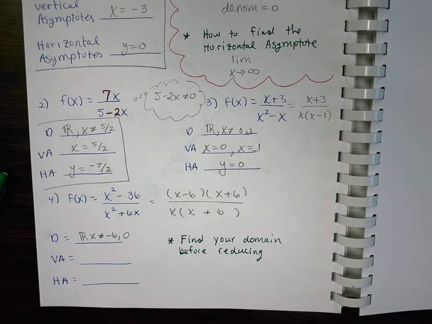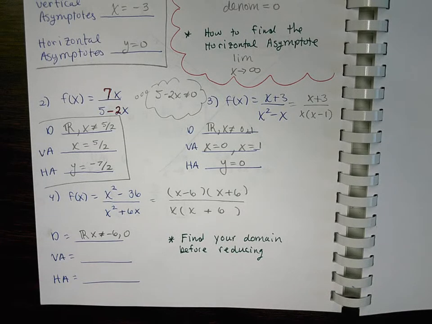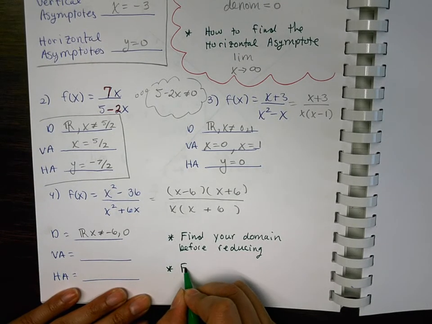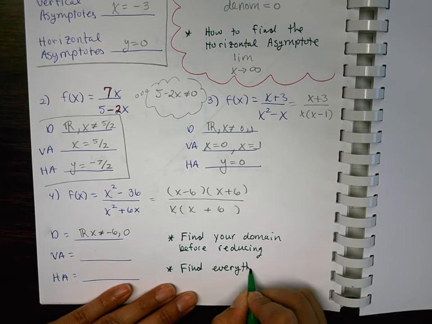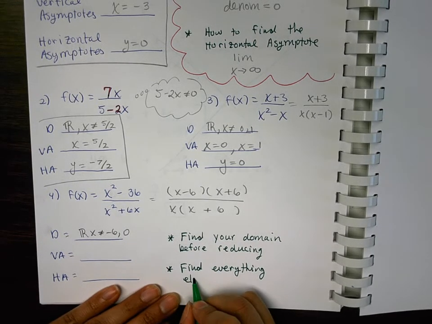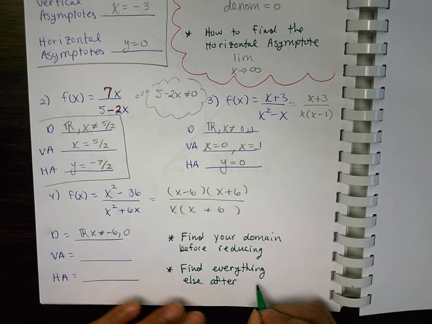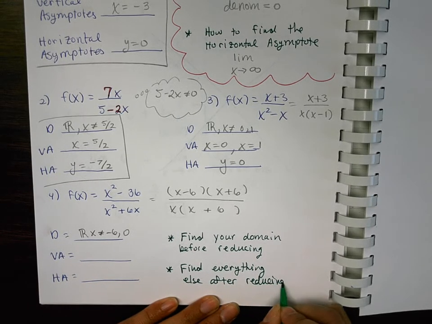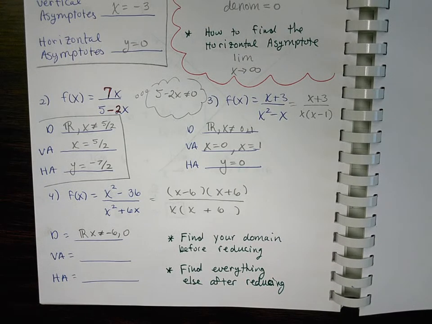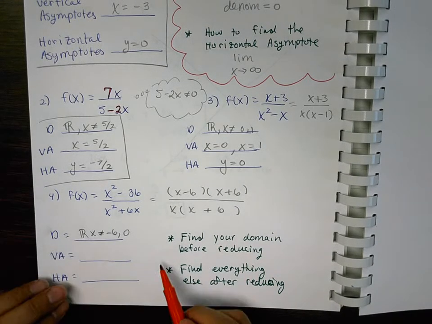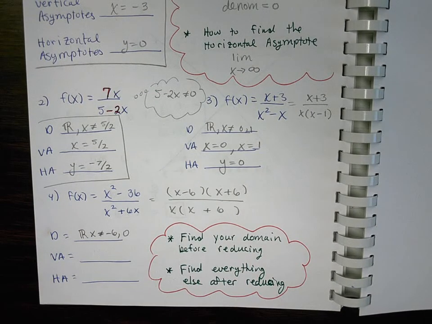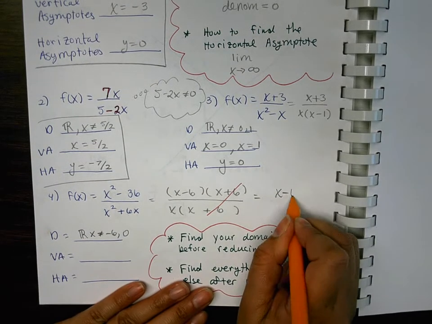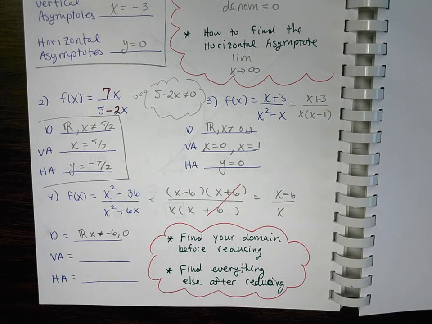Okay. Then your VA, you find everything else after. That includes your VA and your HA. Find everything else after reducing. All right, so there's only one thing you find before reducing, everything else you find after. What's the one thing you do before reducing? Domain. After that, reduce away, simplify, and then you find the rest. All right, now we're ready for the rest.